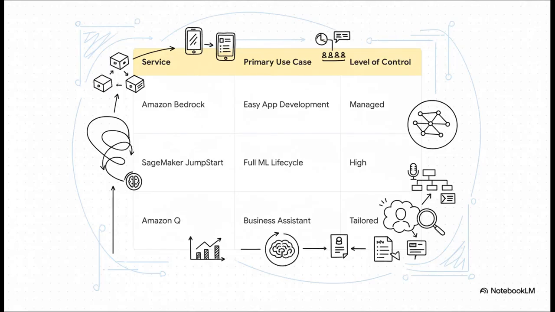So the main takeaway here is just picking the right tool for the job. It's pretty simple. As you can see, if you want easy app development and you want AWS to do the heavy lifting, Bedrock is your go-to. If you need complete control over the entire ML process, you'll want SageMaker JumpStart. And for that tailored, secure assistant for your business, you've got Amazon Q.